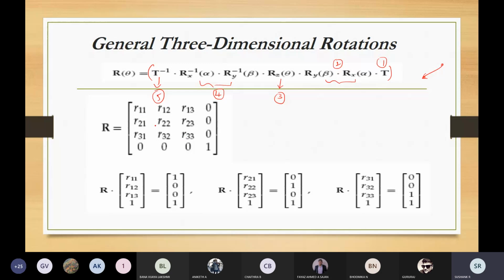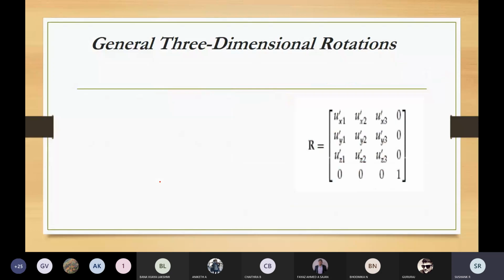This 3 cross 3 matrix is an orthogonal matrix. When you multiply this with the unit vectors, here the x component will be 1 and the other components will be 0, here the y component will be 1 and the others 0, and here the z component will be 1. So if you multiply R with R11, it will lead to 1, and the R12 and other products will lead to 0. We also have a few more equations.